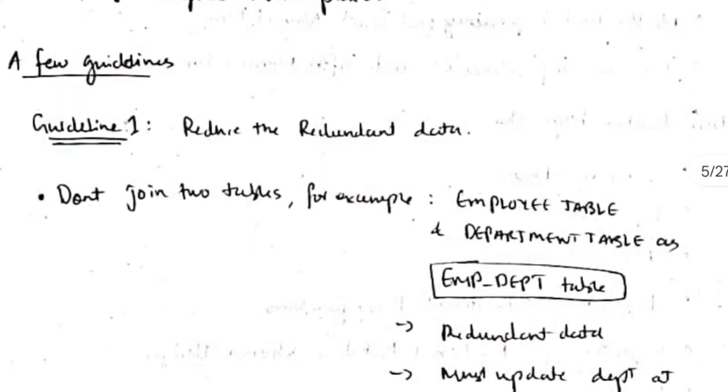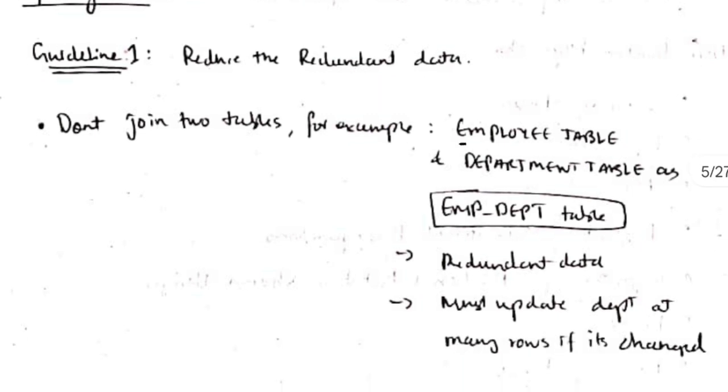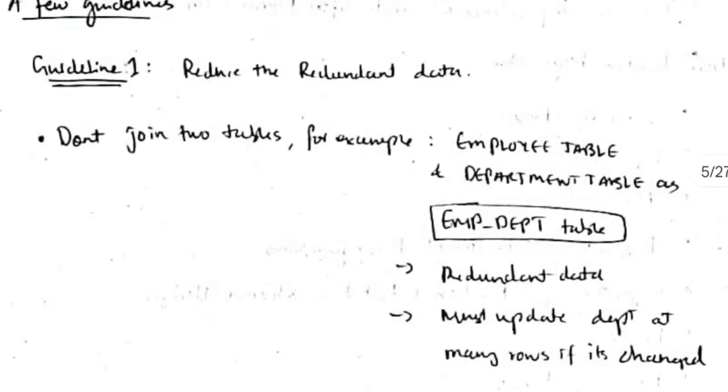Also there are a few guidelines. The first guideline is to reduce the redundant data. For example, there are two tables, an employee table and a department table. We'll have the redundant data in as many rows if it is changed. So don't join two tables, for example the employee table and the department table.